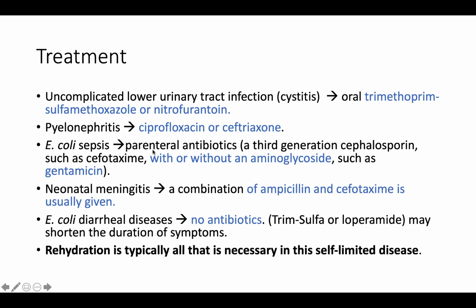E. coli sepsis, what would you give? Cephalosporins, again ceftriaxone, cefotaxime, with or without aminoglycosides, and usually they do give aminoglycosides, especially gentamicin. Sepsis, you fear it quickly, so you want to clear it quickly. Neonatal meningitis, a combination of ampicillin and cefotaxime is given. Does ceftriaxone help? It does help. But once the sensitivity comes back, this is the combination to be given.